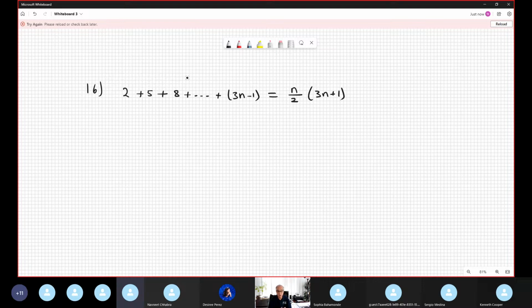Remember, mathematical induction contains two steps. The basic step, in which you prove the statement for k equal 1 or n equal 1. Doesn't matter if it's k or n equal 1. N equal 1, we have the first term, 2. And when you plug it into here, you should get the same value. Let me see, 2 over 2, 3 times 2 plus 1.